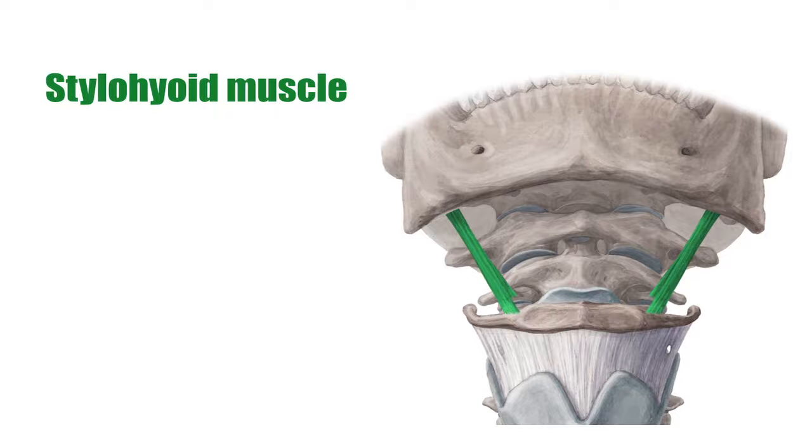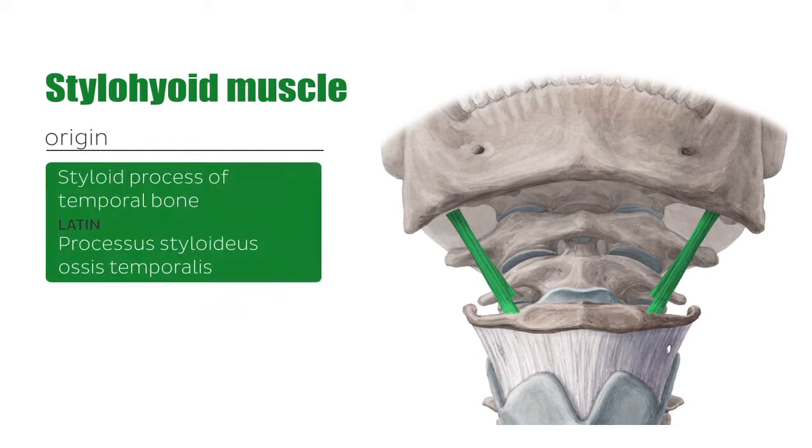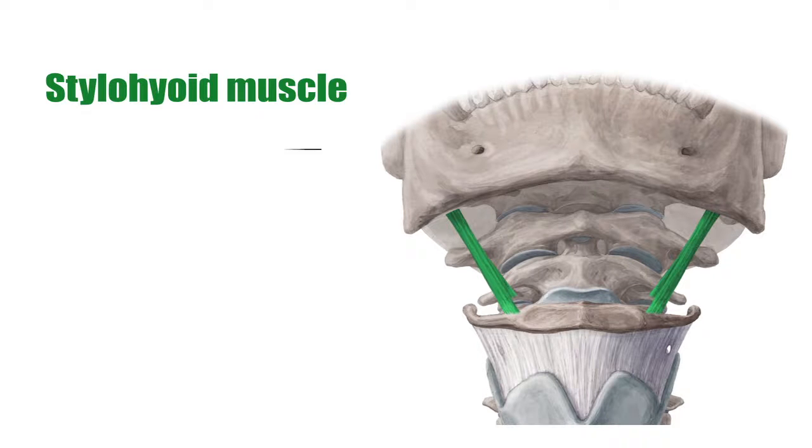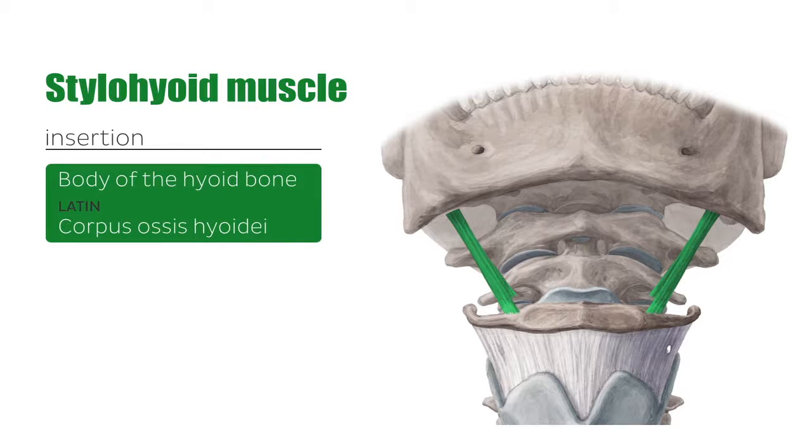We are now ready to move on to the next muscle that you see here, the stylohyoid muscle, which originates from the styloid process of the temporal bone. This muscle inserts to the body of the hyoid bone. In its distal part, the muscle divides into 2 tendons. And you can clearly see here the muscle dividing into 2 tendons.